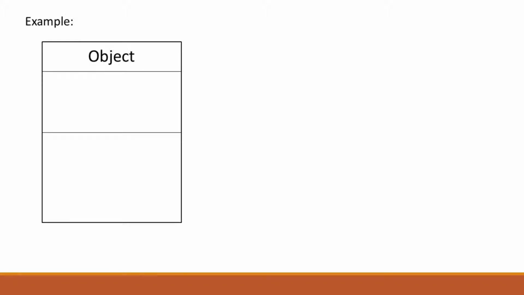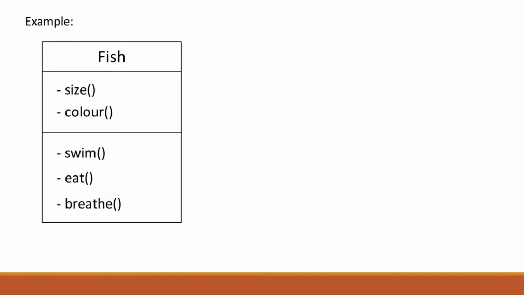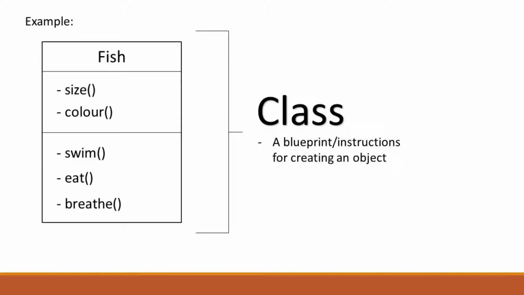Here's an example. If we have an object called fish, it can have properties of size and color, and it can also have methods that allow it to swim, eat, and breathe, and any other action it needs to perform. But at the moment, it is only considered a class, like a blueprint, to create the fish object. The fish object does not yet exist.